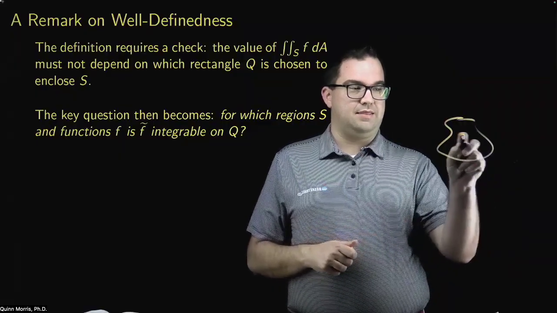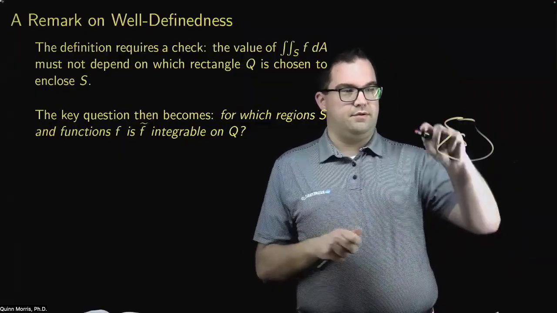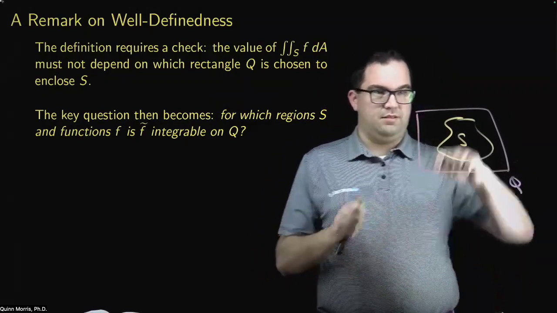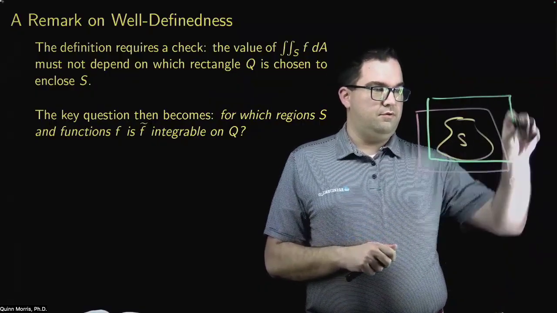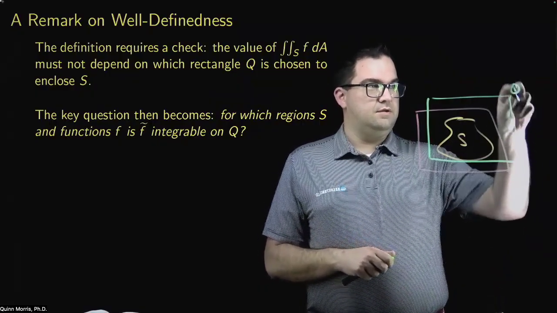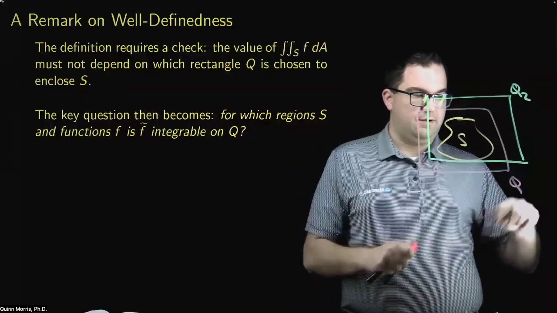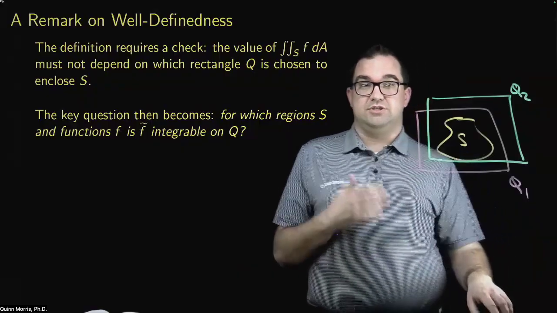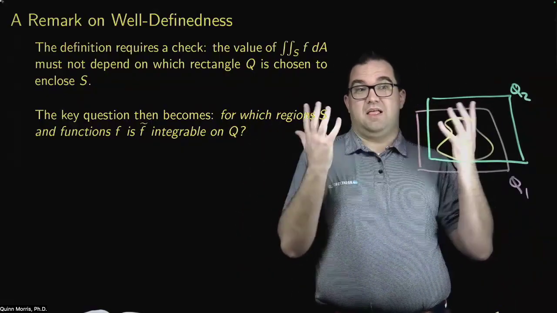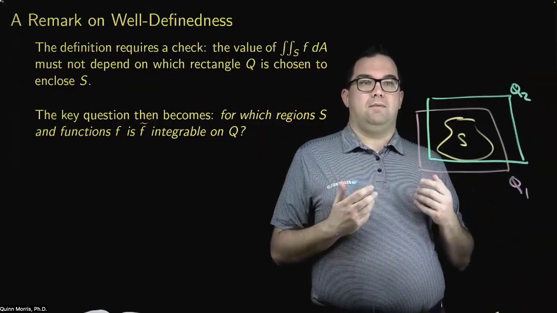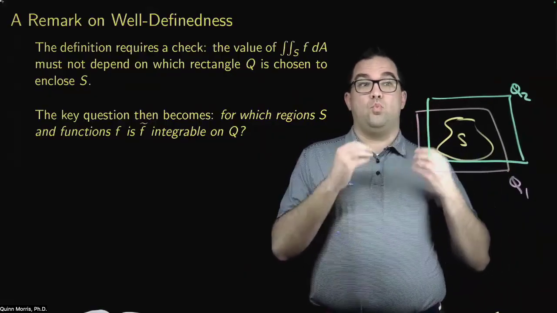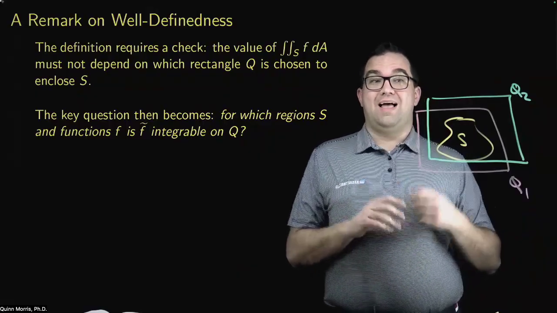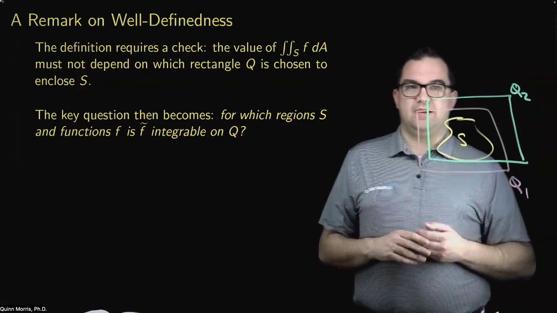So if S looks like this, certainly I could put a rectangle that S lies inside of, but here's another rectangle that S lies entirely inside of, right? And notice the definition doesn't say choose a particular rectangle. It just says for any rectangle, you should get the same thing. So this is really a question about whether this is well defined. Since I haven't specified a particular rectangle, will I get the same value regardless of which rectangle I use?